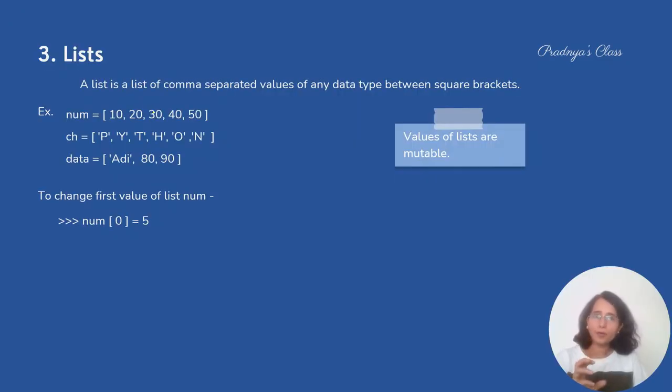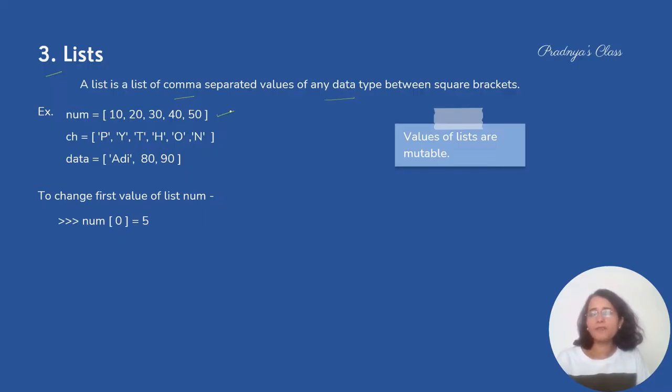The third important data type is list. List is actually a collection of values which can be separated by comma, and we can take any type of data type, means we can mix different types of data in the list. So let's check out some examples.